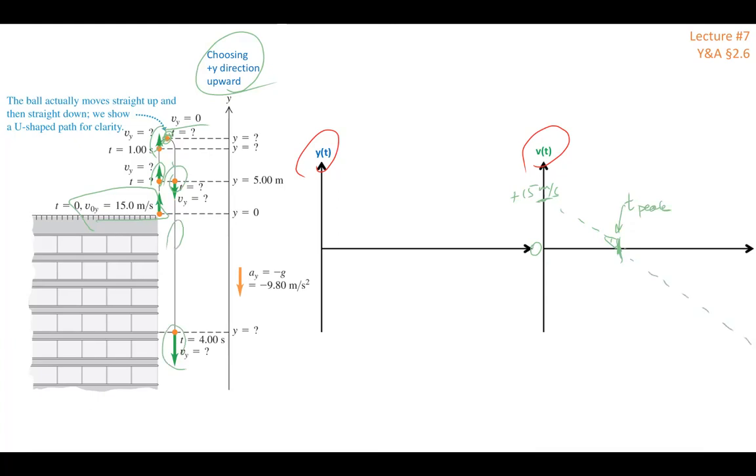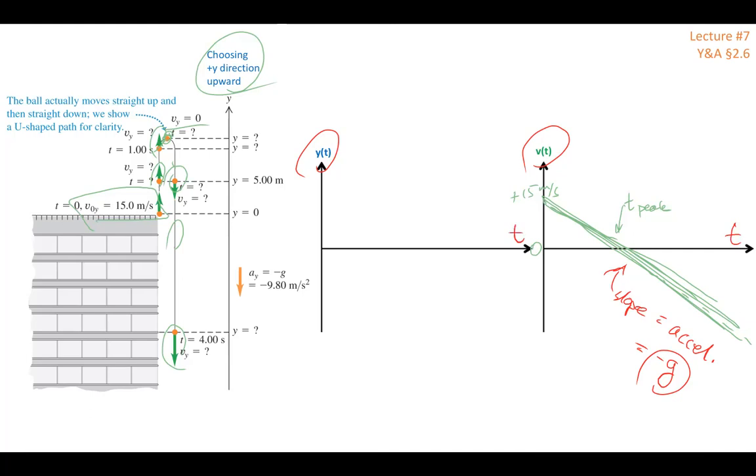Now remember, think to yourself, what should the slope of this velocity graph be? And is it a straight line? Yes, it is a straight line because we know that the slope needs to be exactly equal to the acceleration, which in this case is negative 9.8 meters per second squared. So it's a constant negative slope at all times for that velocity graph.